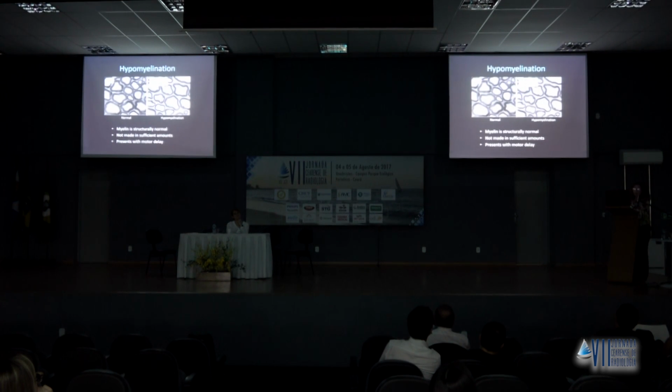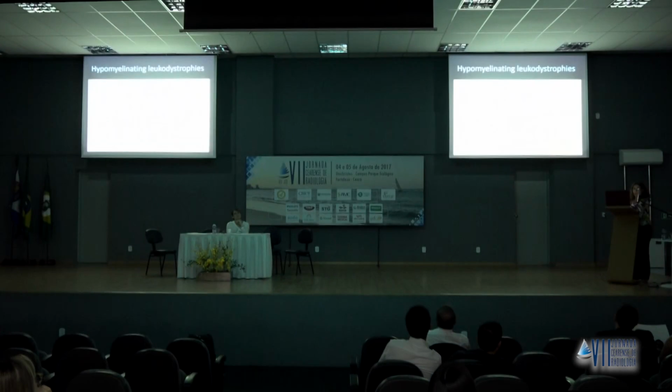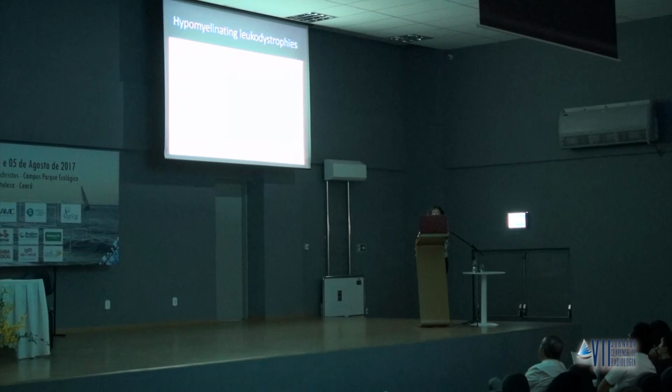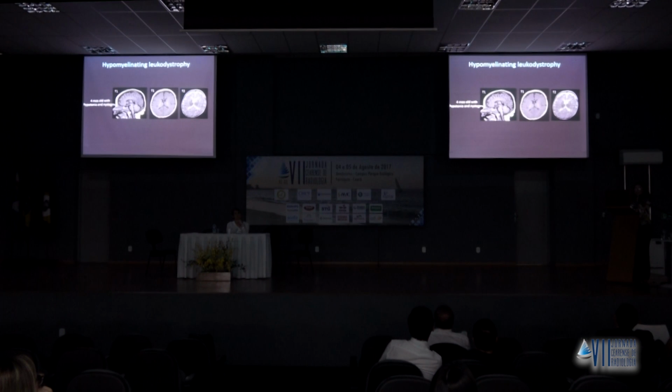Hypomyelination, on the other hand, is where you have normal myelin, but just a decreased amount of myelin. So this is normal myelin here and decreased amount of myelin. And these children will present with a motor delay. So these are the hypomyelinating leukodystrophies, and of course I'm not going to talk about all of these, but I will talk just about some of them. It's important to just be able to recognize that you're dealing with hypomyelination, and then try to find other findings that may help you specifically make the diagnosis. So I'm going to show you some examples.